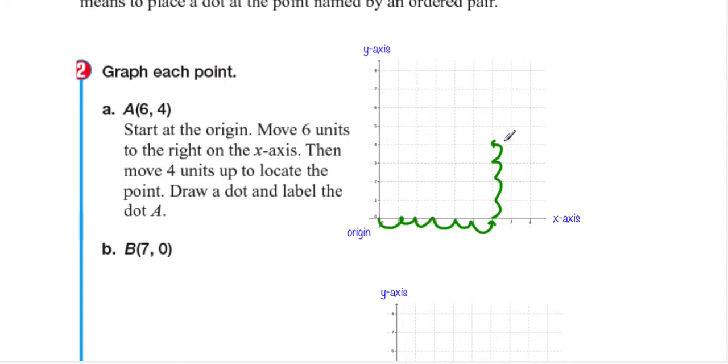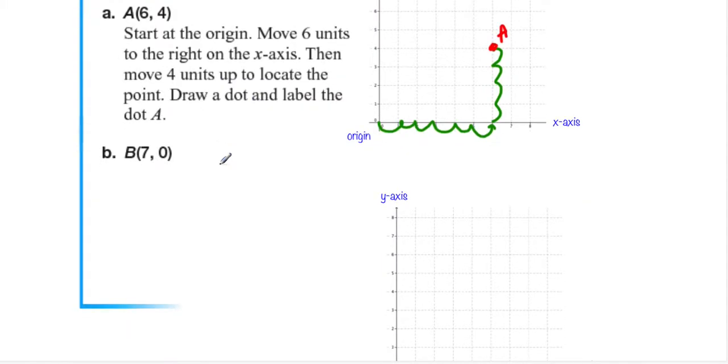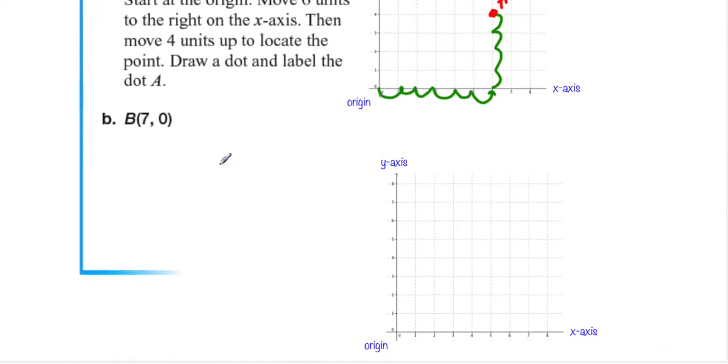Okay, and this is now dot A, and dot A has coordinate (6, 4). Okay, let's do (7, 0) in example B.